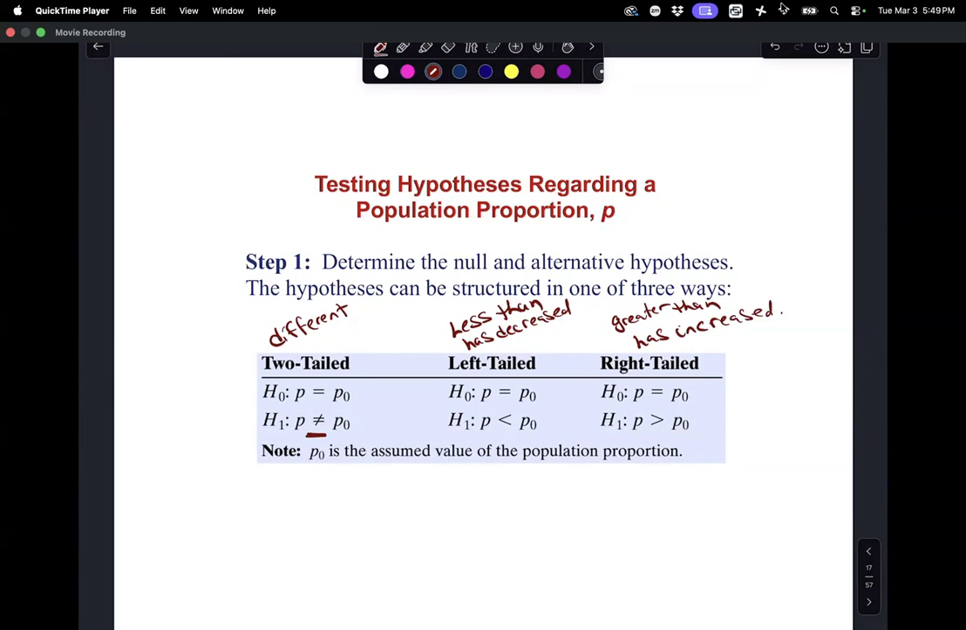This value that we use, these two things right here, are always going to be the same number. These proportions are always going to be the same number. This is the number we are assuming is true until we prove otherwise. So those will always be the same, and the null hypothesis will always say equals. Then we'll have the symbol on the alternative hypothesis. It's kind of a little bit of a review from Thursday.